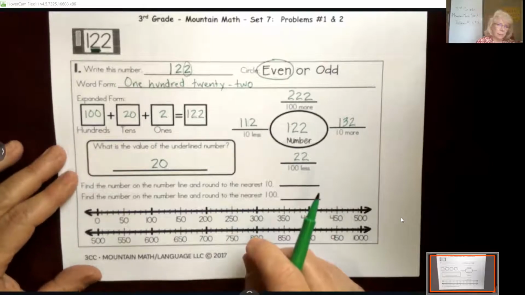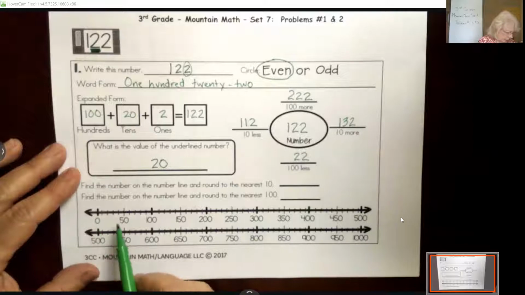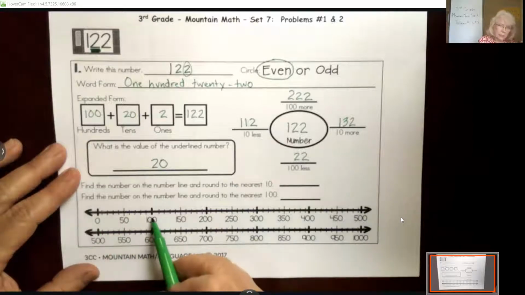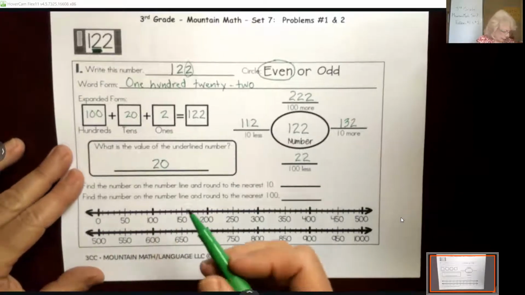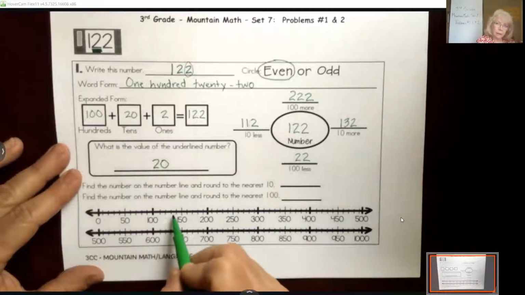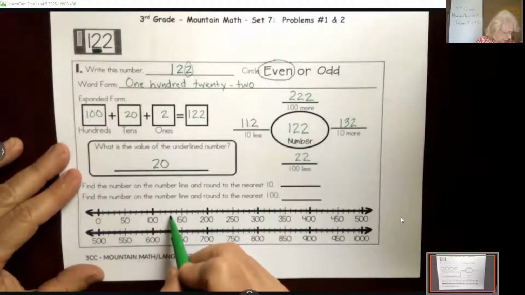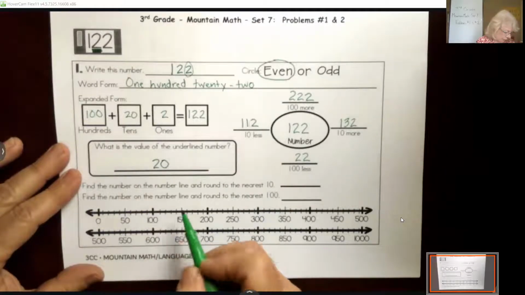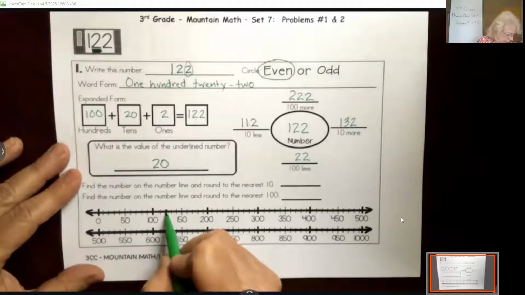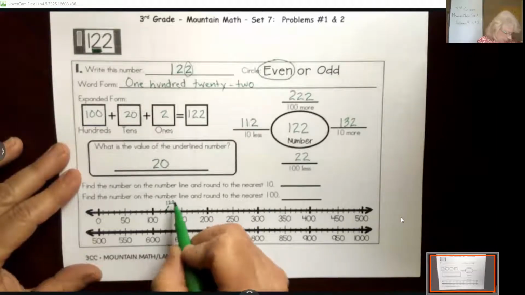Now we're going to find the number on the number line and round to the nearest 10. So we're going to go after 100 and look at these hash marks and see that each of these are worth 10. So it goes 110, 120, 130, 140, 150. So we're going to go just past 120, and my number would go about there.